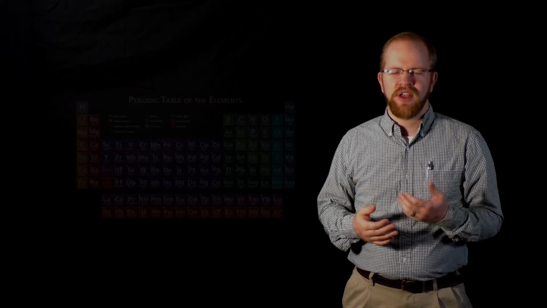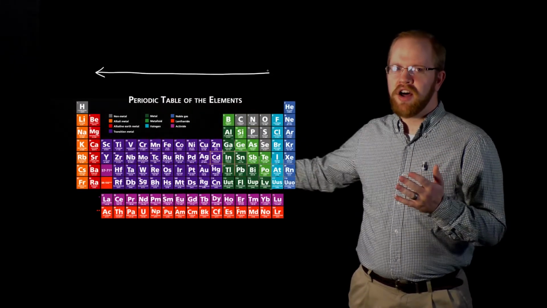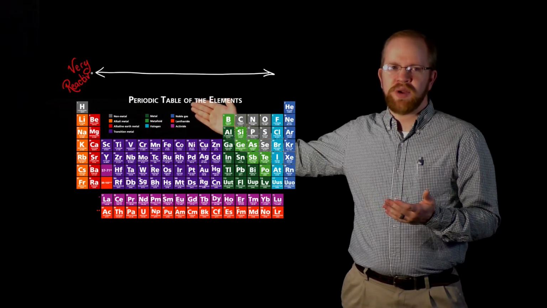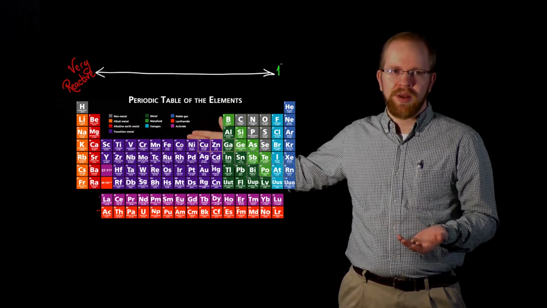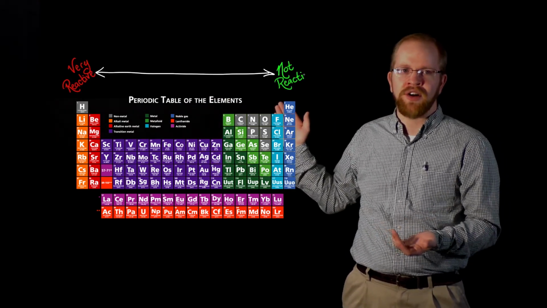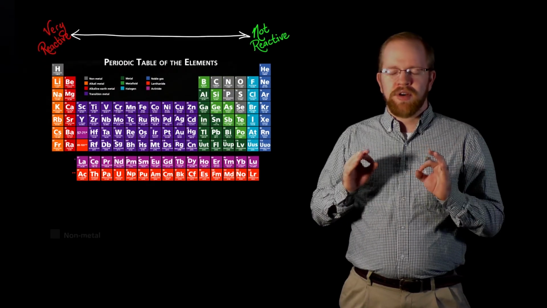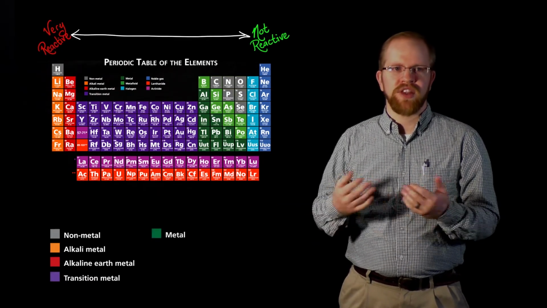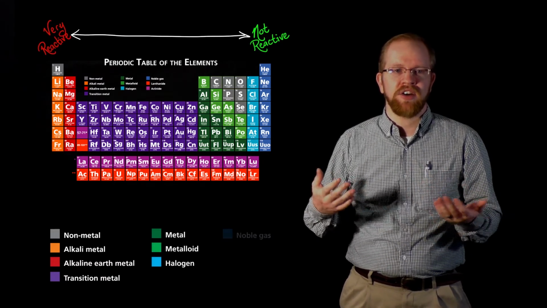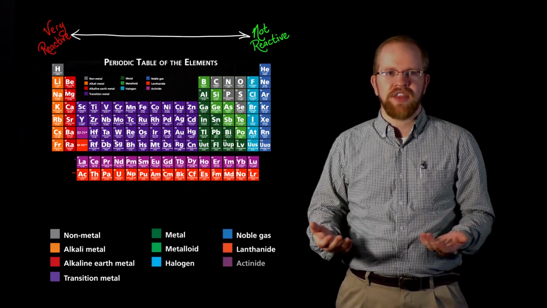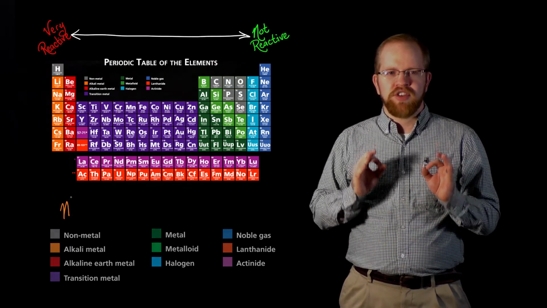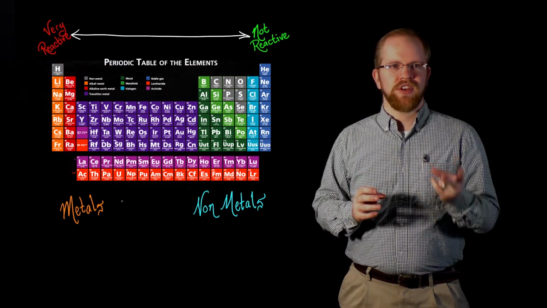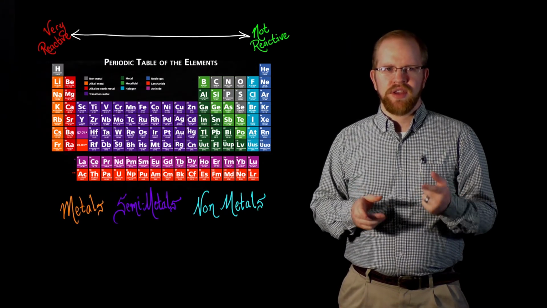As you go from left to right on the periodic table, from the alkali metals all the way over to the noble gases, you decrease in reactivity. Alkali metals are incredibly reactive. Noble gases, they don't interact at all. You've got a number of different groups on the periodic table. Things like alkali metals, alkaline earth metals, transitions, basic metals, semi-metals, nonmetals, halogens, lanthanides, and actinides. But to simplify it, we can cut it down to 3 main groups. There are metals, nonmetals, and semi-metals.